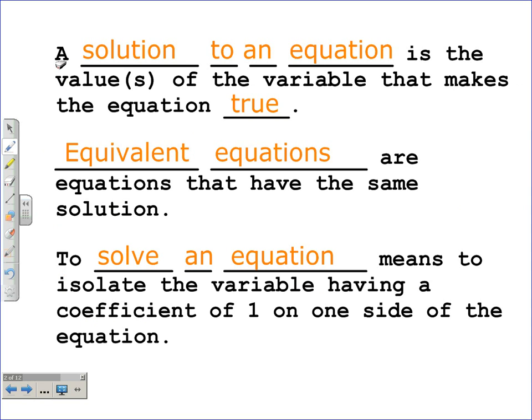A solution to an equation is the value or values of the variable that make the equation true. We'll be solving equations today, looking for the solution to an equation. We'll be using equivalent equations, and equivalent equations are equations that have the same solution. And we'll see how equivalent equations come into play through examples. To solve an equation means to isolate the variable, having a coefficient of 1 on one side of the equation. Going back to our objectives, we're going to be using properties of equality to isolate a variable, and the value that the variable is equal to is the solution to the equation.